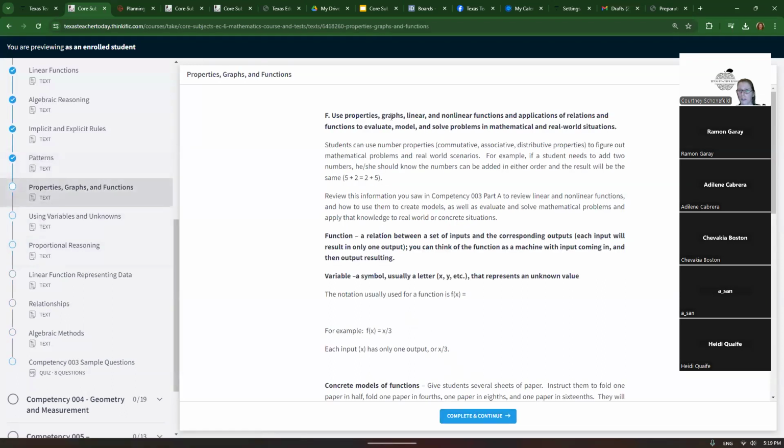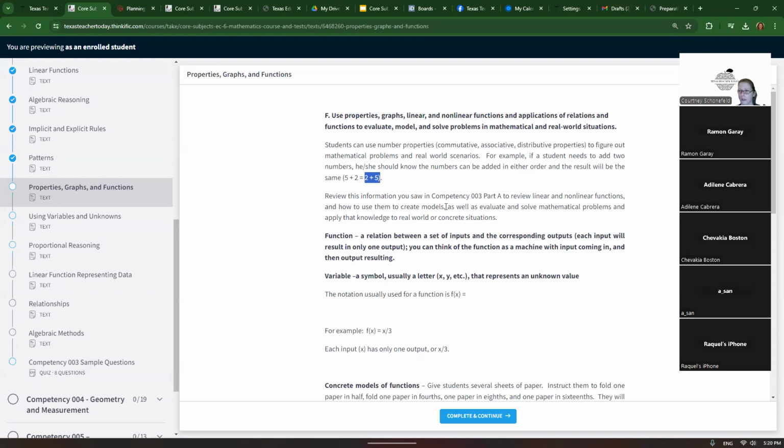All right, next we have use properties, graphs, linear and nonlinear functions, and applications of relations and functions to evaluate, model, and solve problems in mathematical and real-world situations. So students can use number properties, commutative, associative, distributive properties to figure out mathematical problems and real-world scenarios. For example, if a student needs to add two numbers, he or she should know the numbers can be added in either order, right? That's called the commutative property. We can move the numbers and get the same answer.